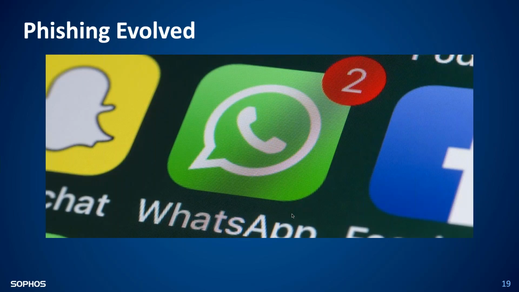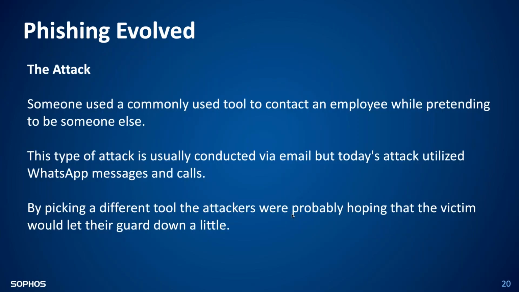Remember that mobile attack surface that is out there, we've got a huge attack surface, all these different apps, all these different ways of communication. A recent attack that we had, actually against Sophos, was using WhatsApp. So this is a commonly used tool. Most attacks are conducted via email, but this one utilized WhatsApp for the messaging. The attacker picked this tool hoping that the victim would be caught off guard a little bit. We're going to catch them where they weren't quite paying attention because it didn't come from email.